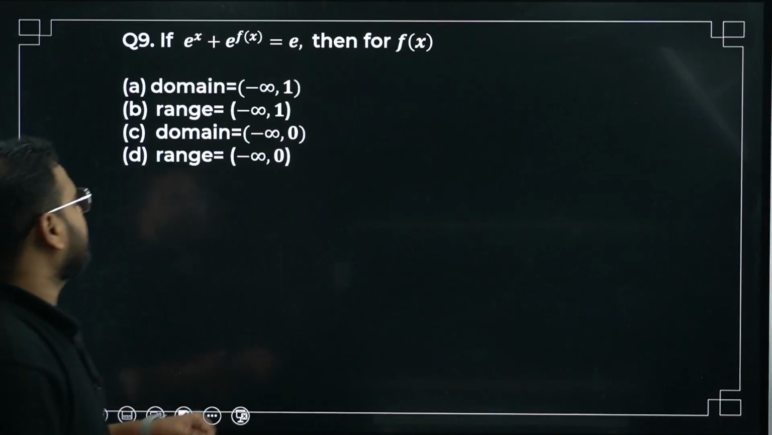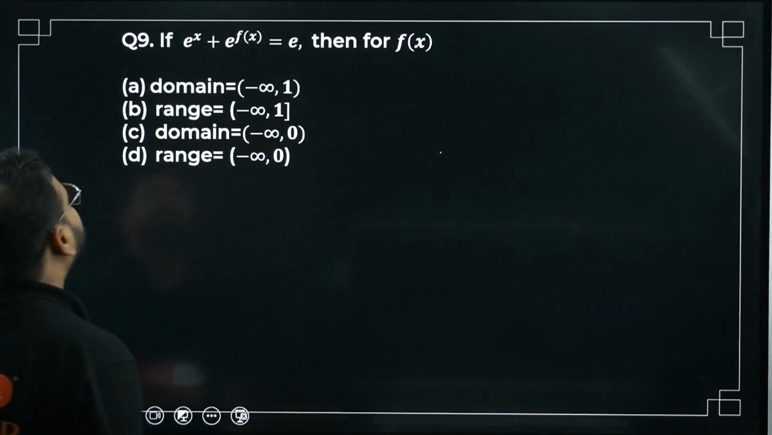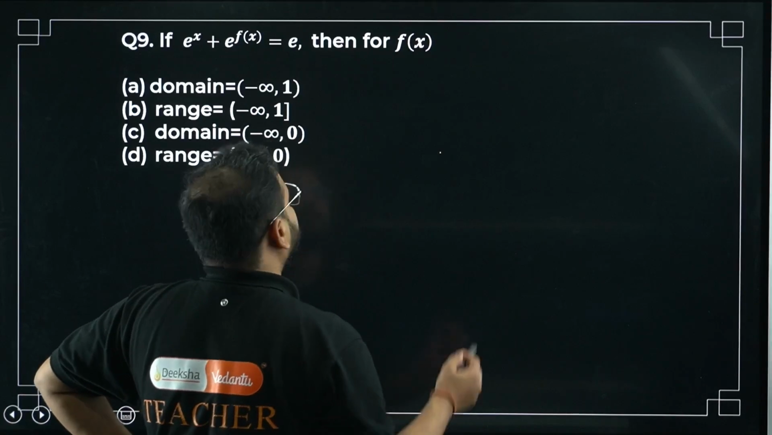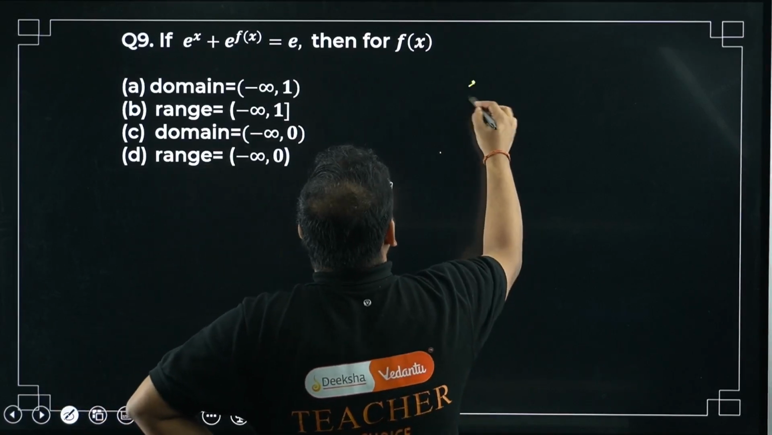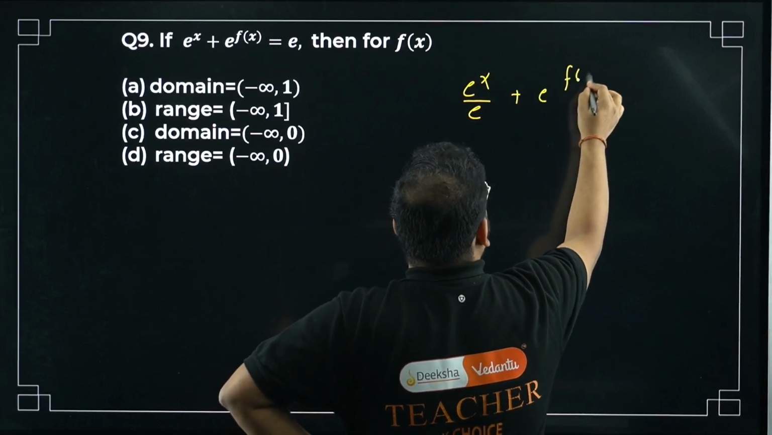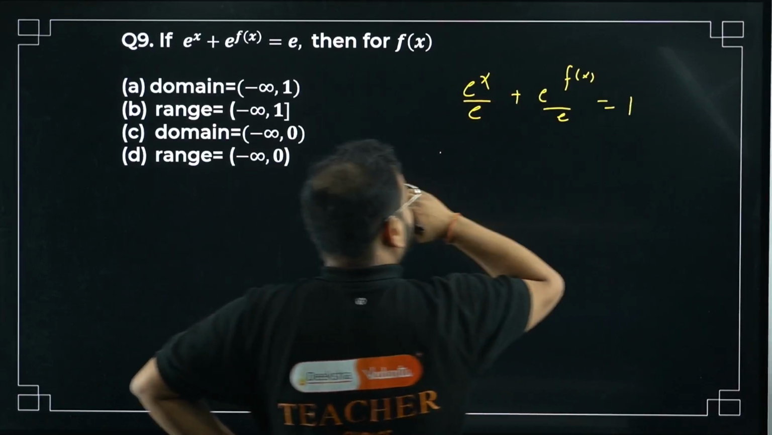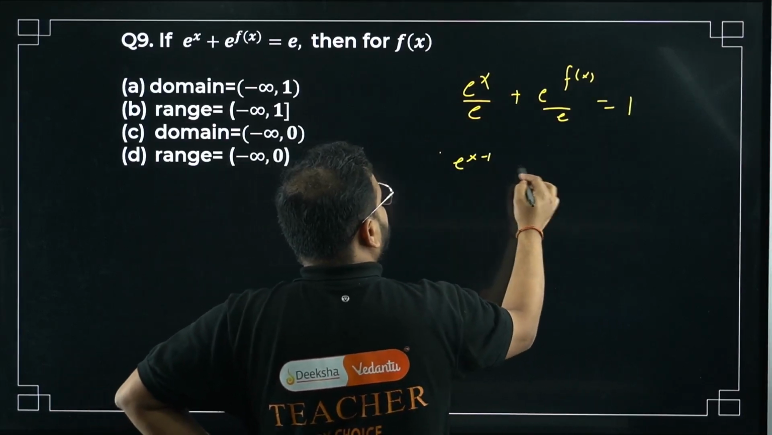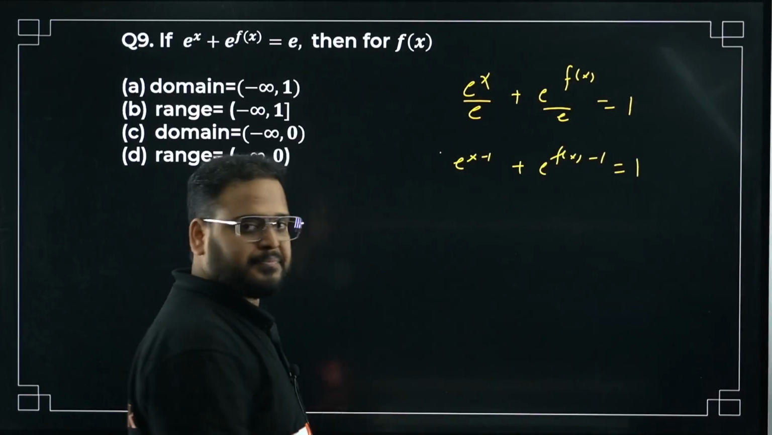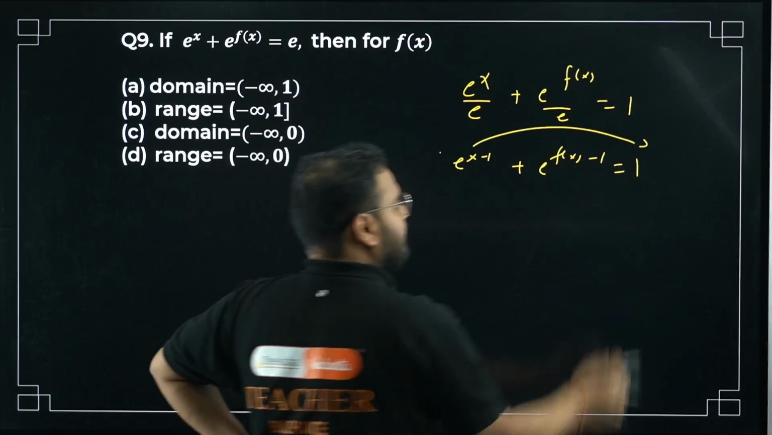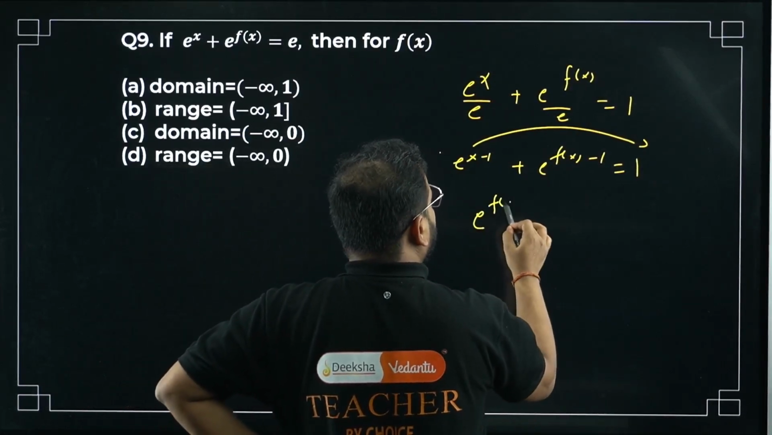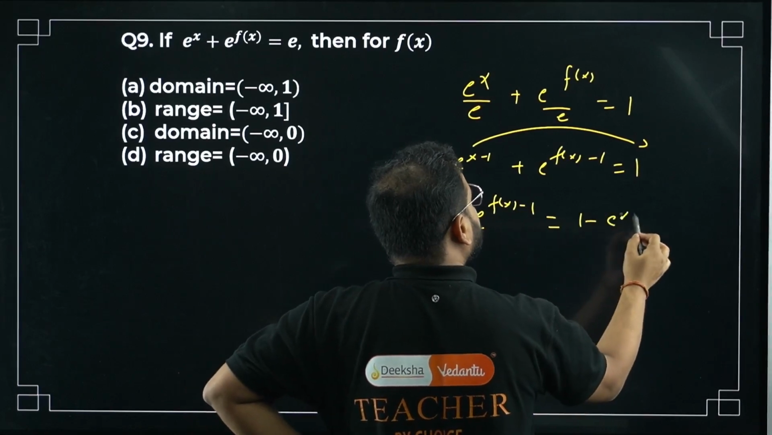Question number 9. If e^x plus e^f(x) equals e, then for f(x), okay. What we can do over here is quickly write e^x by e plus e^f(x) by e equals 1. It becomes e^(x-1) plus e^(f(x)-1) equals 1, right? Let's bring this on this side, because we're looking to find the f(x) value. It will become e^(f(x)-1) equals 1 minus e^(x-1).